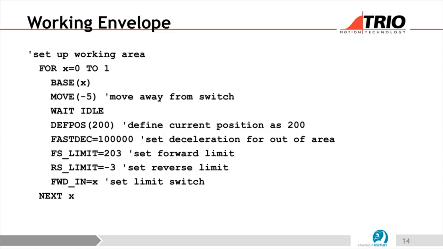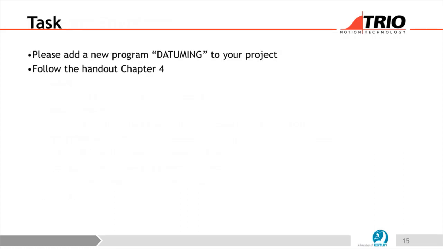So this is about setting up your working area. It uses a for loop. For x is 0 to 1, move -5, so moving away from the switch. Then wait idle. Then def pos 200, which says the position where it is right now is 200. Then you put a fast deceleration, setting the deceleration for out of area, and you also set the forward limit and the reverse limit. So now, please add this new program Datuming to your project and follow the, sorry, that is not chapter 4, it's 5 actually.